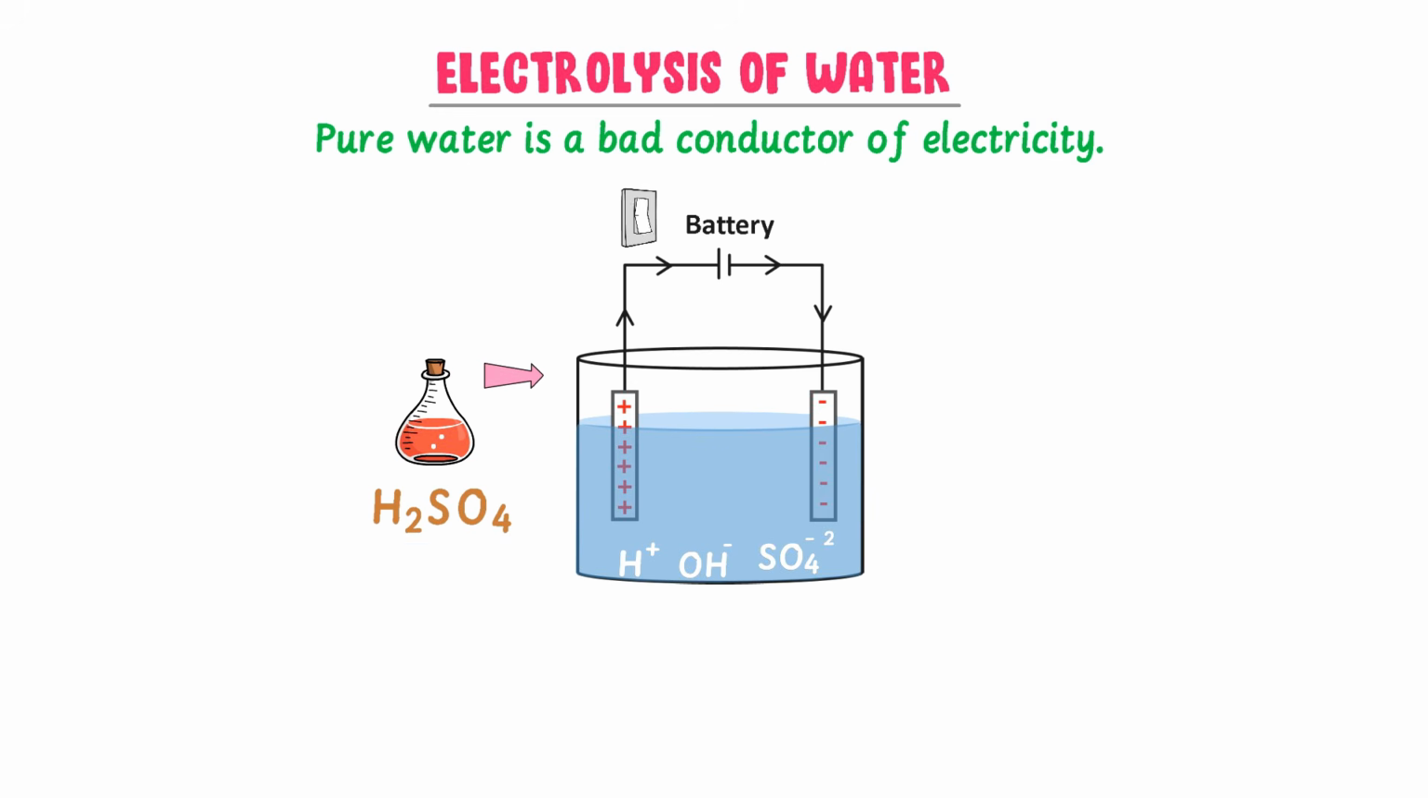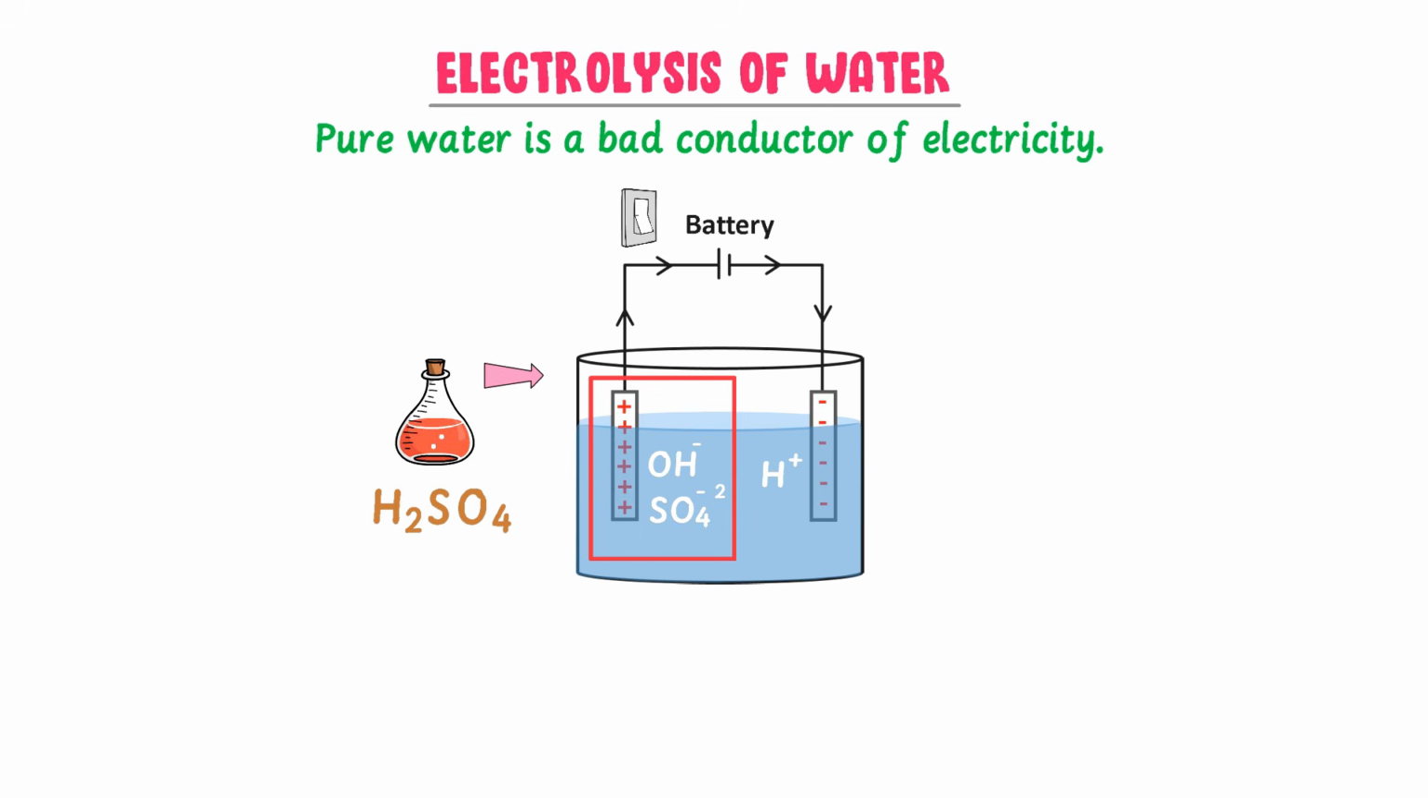Now when we switch on the battery, hydroxide ions and sulfate ions, being negatively charged, are attracted to the anode, while hydrogen ions, being positively charged, are attracted to the cathode. We have learned in our previous lecture that battery pulls electrons from cations and pushes those electrons to anions. At anode, we can see that two different ions, hydroxide ions and sulfate ions, are present.